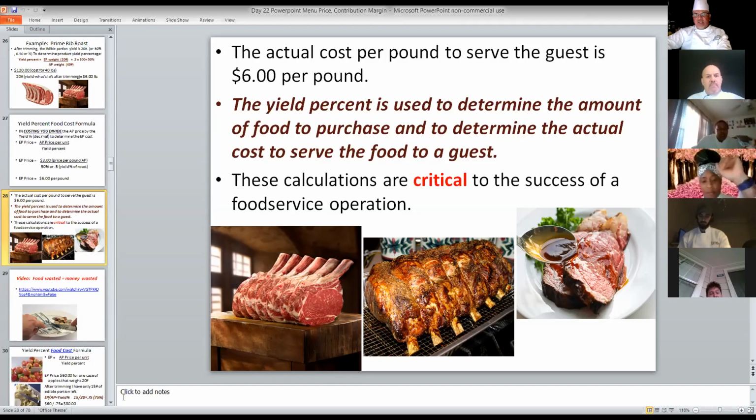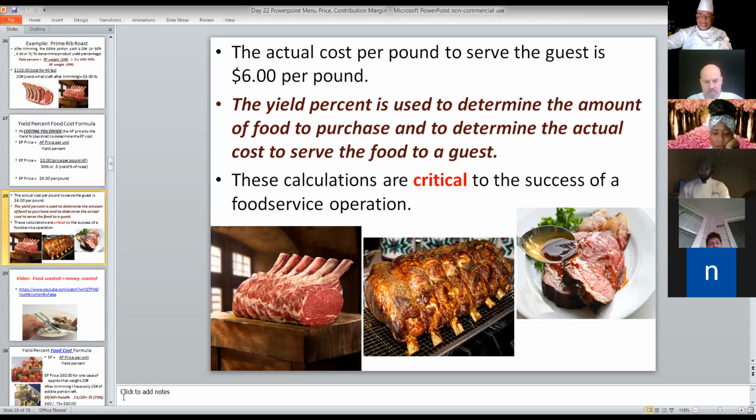The yield percent is used to determine the amount of food to purchase and determine the actual cost to serve the food to a guest. This calculation is critical to the success of a food service operation. Makes sense. Go ahead.